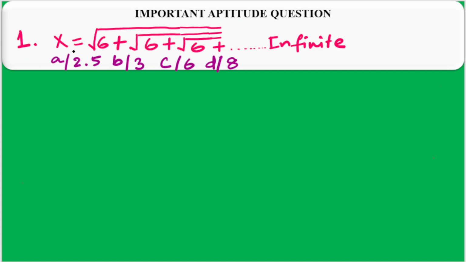First question is x equal to square root of 6 plus square root of 6 plus square root of 6, up to infinite time it is given. We need to find the value of x. So let's start the solution.